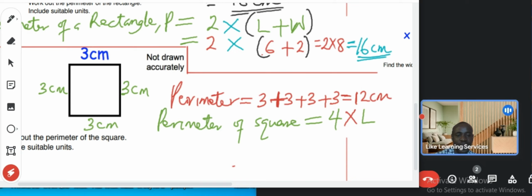So 4 times the length. If we wanted to use this method, what will it be? It will now be 4 times what?